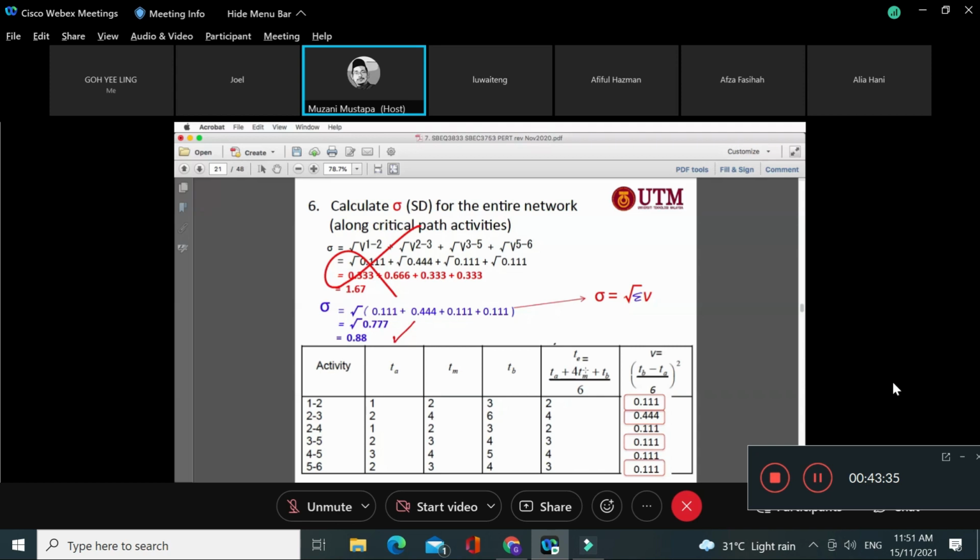So for example, variance 0.11. Basically, why do I say to calculate this? Because we want to calculate the entire network, but along the critical path activities only. Okay, only. So why don't we take the non-critical ones? Because they don't contribute to the critical path activity.